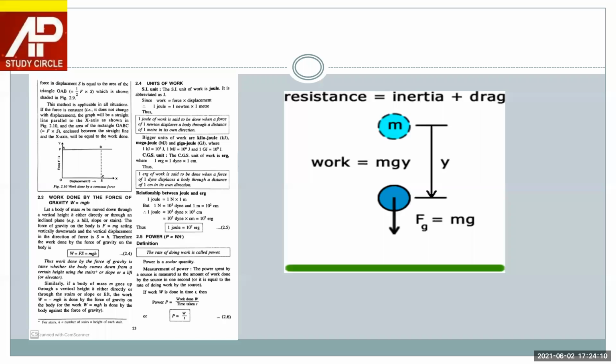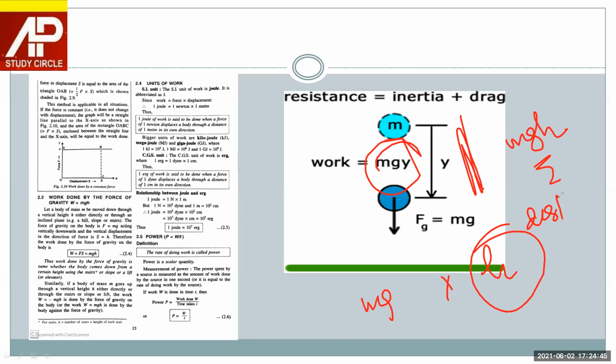A body of mass M is moved down through the vertical height H, either directly or through an inclined plane. The force of gravity on the body is F equals mg, acting vertically downward, and the vertical displacement in the direction of force is the height. Therefore, work done is force into displacement. Force is equal to the weight of the body, that is mg, into h. So whenever bodies are going up or coming down, the work done is always mgh.